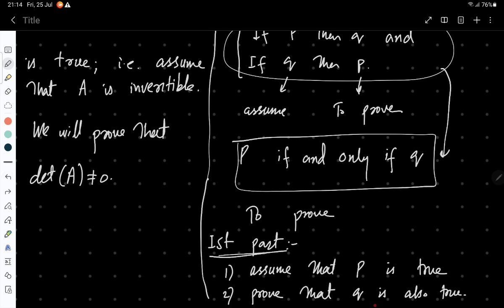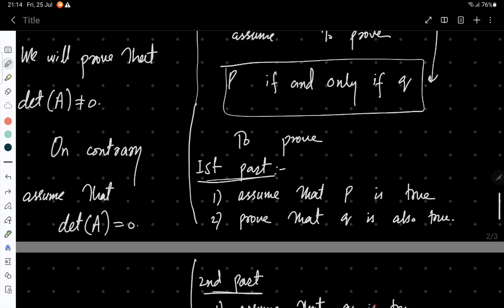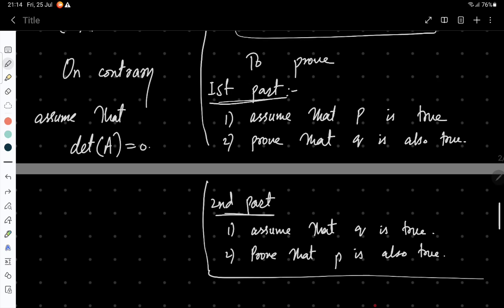I told you previously, in mathematics, when you have to prove something, usually you assume on the contrary that this statement is false. So I will assume on the contrary that this statement is not true. If this is not true, then what is true? Then I will assume on the contrary that the determinant of A is equal to 0.